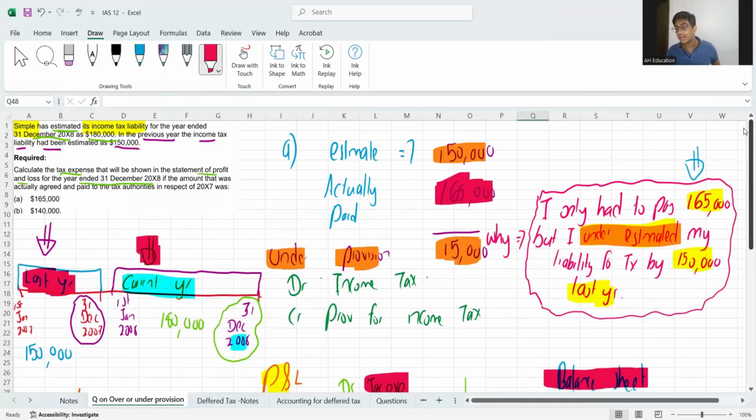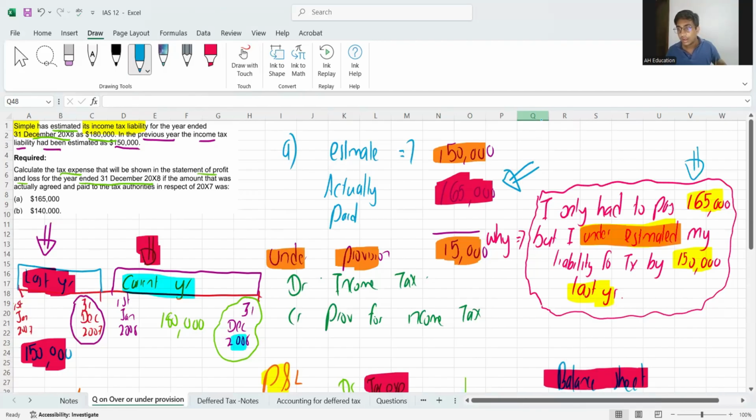How do I determine whether it's under provision or over provision in terms of my last year, 2007? See here, I only thought my expense for last year would be 150,000. So that is what I kept as an expense in terms of my tax for last year. But actually, I ended up paying 165,000. So that means my last year provision has been understated by 15,000, right? That means my income tax expense also has been understated by 15,000, right?